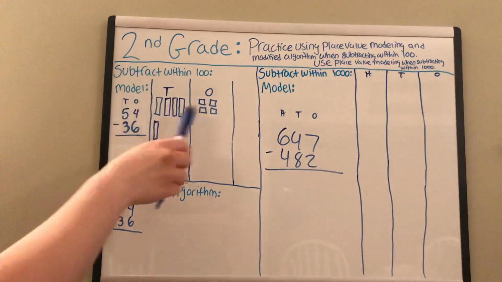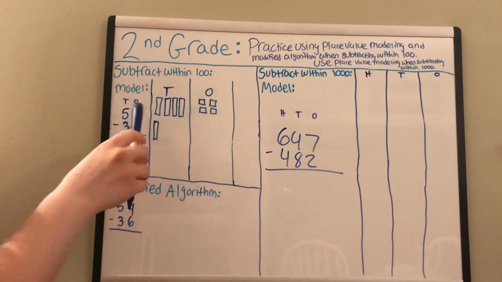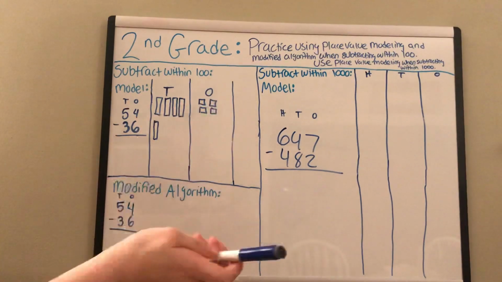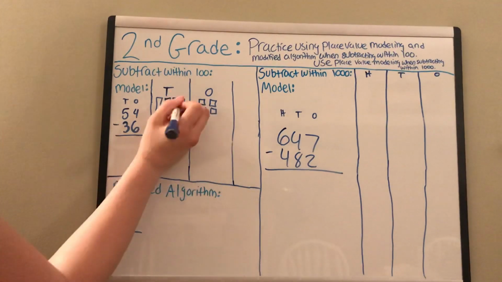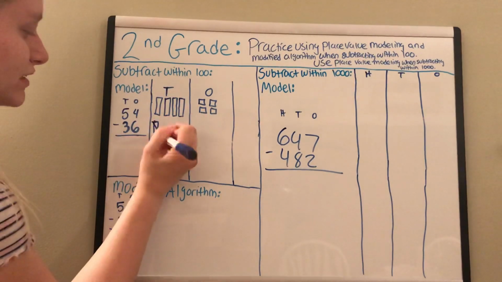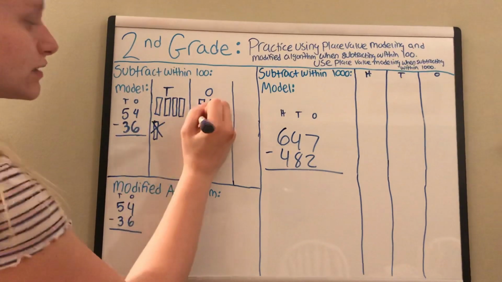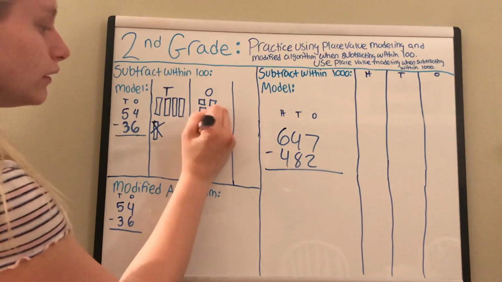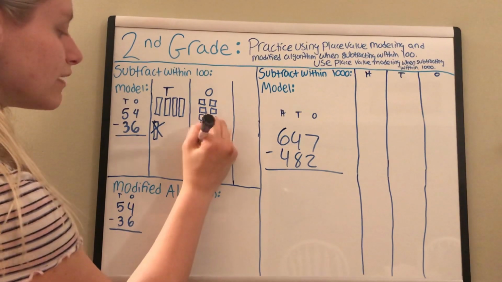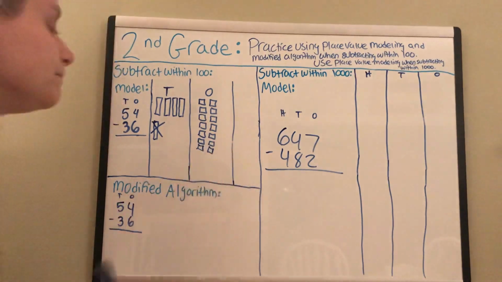So we would start in the ones column. So we have 4 minus 6. So clearly we don't have enough. We only have 4. We cannot subtract 6. So we have to go into our tens column and we have to borrow. So we would take 1 10 away and we would transform that 1 10 into 10 ones. So 1, 2, 3, 4, 5, 6, 7, 8, 9, 10.